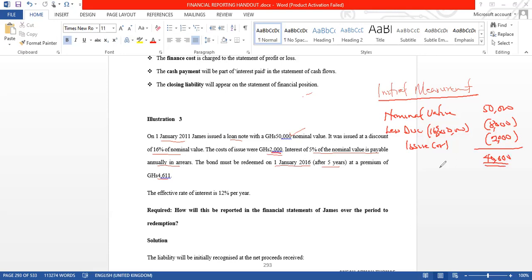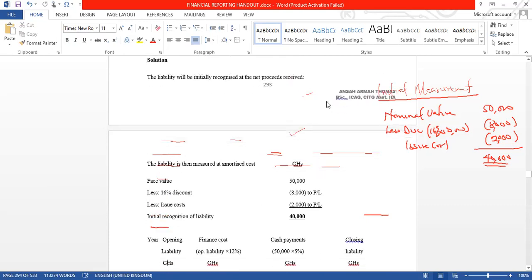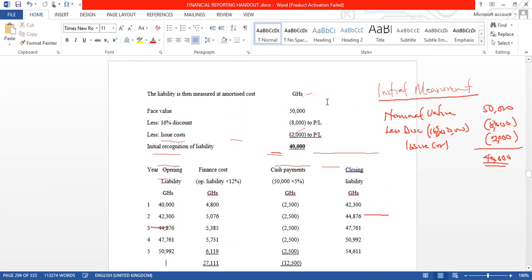We will go through and do our subsequent measurements. Normally this one is requesting us to prepare for the period to the redemption, but normally you will have to end it at the year of your question's requirement. Because of this, I want to pull up the amortization that has been done on it so that we can move faster on this. All right, so that is your 40,000.